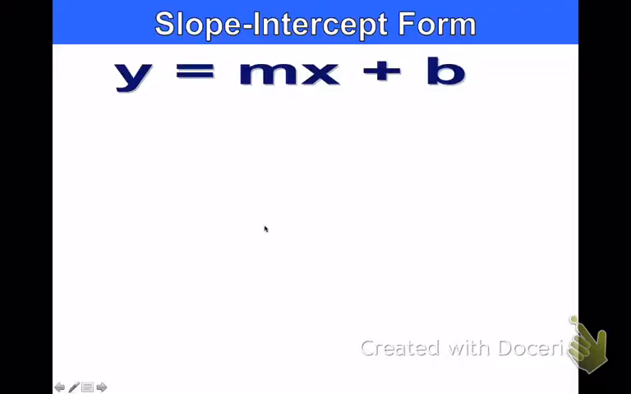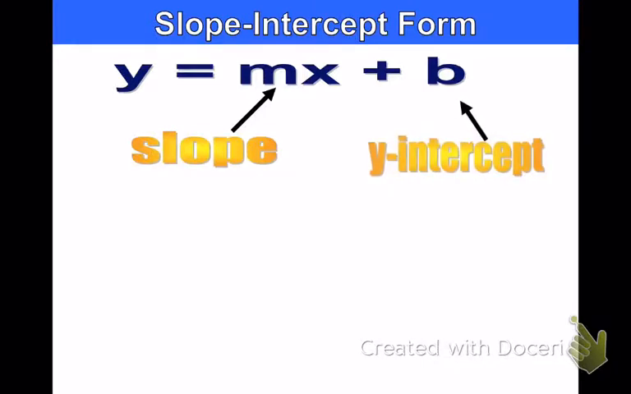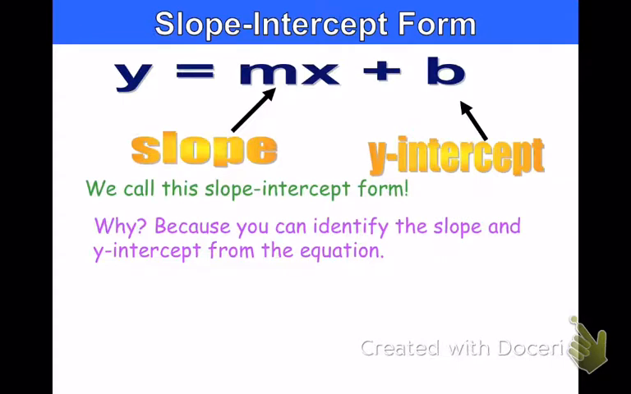All right, so slope-intercept form is this form of an equation, y equals mx plus b, knowing that the m is the slope, the b is the y-intercept. So we call this slope-intercept form because it's obvious. We can see the slope and the y-intercept from just looking at the equation. So there's not really much to solve here. It's just identifying the two pieces.